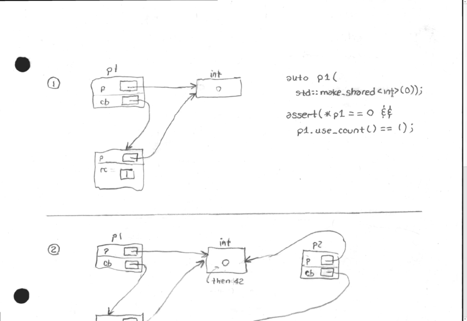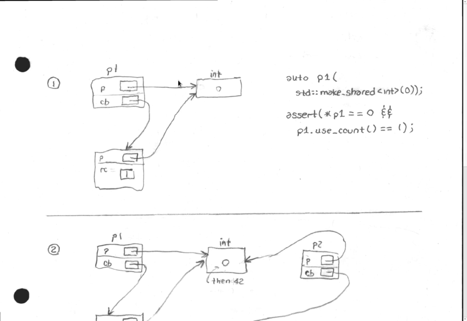Because it's an int, that's the element type that's underlying the shared pointer. The parameter that's passed here is an initializer for the int, so we're trying to initialize the int to 0. So in terms of what happens on this first line here, it's going to end up with a picture which kind of looks like what's shown here.